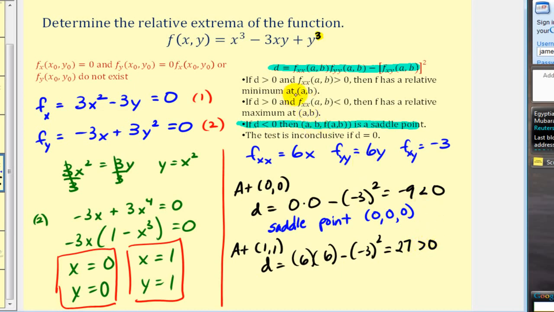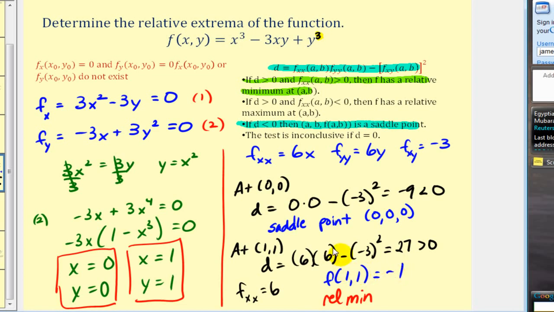We also need to determine the sign of the second order partial with respect to x. We already found that it would be 6 at the point (1, 1). So D is positive, and the second order partial with respect to x is positive. So that tells us that we have a relative minimum at the point (1, 1). Let's go ahead and determine that function value. Well, when x is 1 and y is 1, we'll have 1 minus 3 plus 1, so we have negative 1. So again, we have a relative minimum of negative 1 when x is 1 and y is 1.